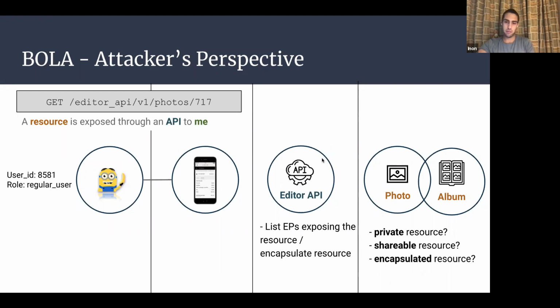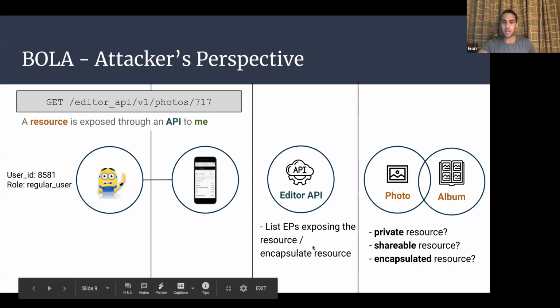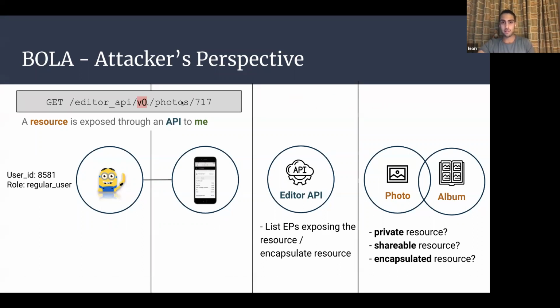And then it would be very beneficial to list all the endpoints to expose the resource or the encapsulating resource. So in this case, we might see that there is another endpoint to access photo 717 if you change the version from 1 to 0. And also, maybe this API call to editor API/photos, this is something that is called when you try to view a specific photo. But also, you can find a button on the web application or the mobile application to export a photo or to convert a photo to a different format, for example, to PNG. And it's a different endpoint.